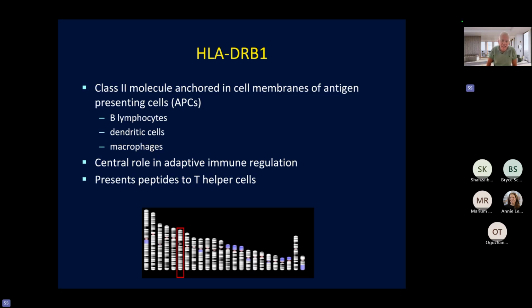HLA-DRB1, again, is a class 2 molecule. It's anchored in the cell membrane of the antigen-presenting cells, and these include B lymphocytes, dendritic cells, and macrophages. HLA-DRB1 plays a central role in adaptive immune regulation, and it presents peptides ultimately to T helper cells.